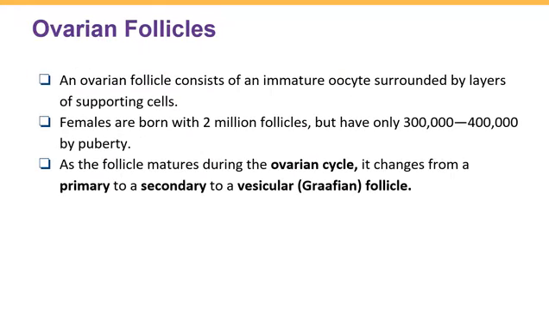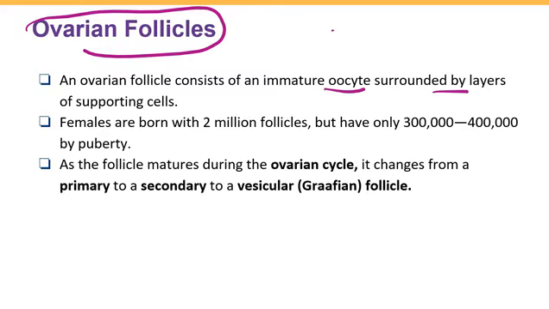Inside the ovary, you will see structures called ovarian follicles. An ovarian follicle consists of an oocyte plus a layer of supporting cells. If I want to draw the ovarian follicle, I should draw the oocyte first. So just imagine that is the oocyte. It has a nucleus. Then I draw a layer of supporting cells just around our oocyte. This structure is called an ovarian follicle.